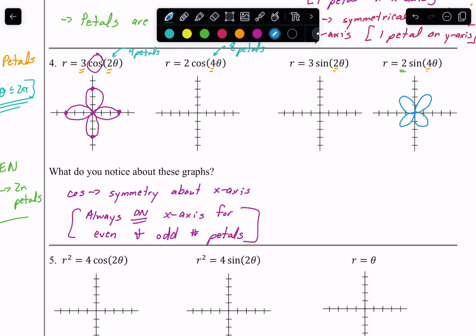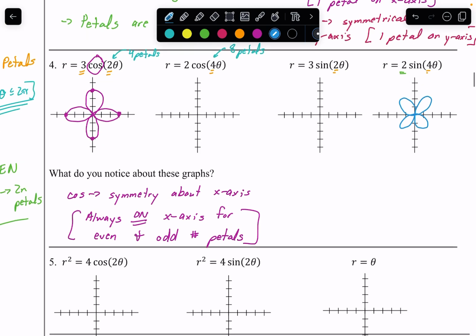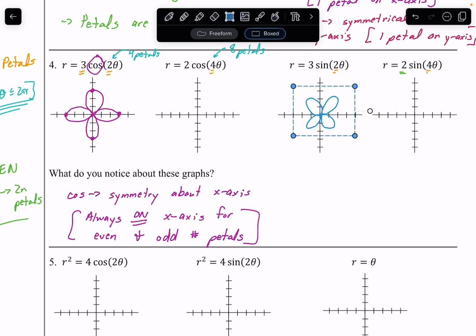All right, so now let's make a note about this symmetry. Oh, I put that on the wrong one, didn't I? I put it on the wrong one. It's supposed to go right there. Because this one is going to have 4 petals. I'm sorry for the confusion. This is going to have 4 petals, and this one's going to have 8 petals.